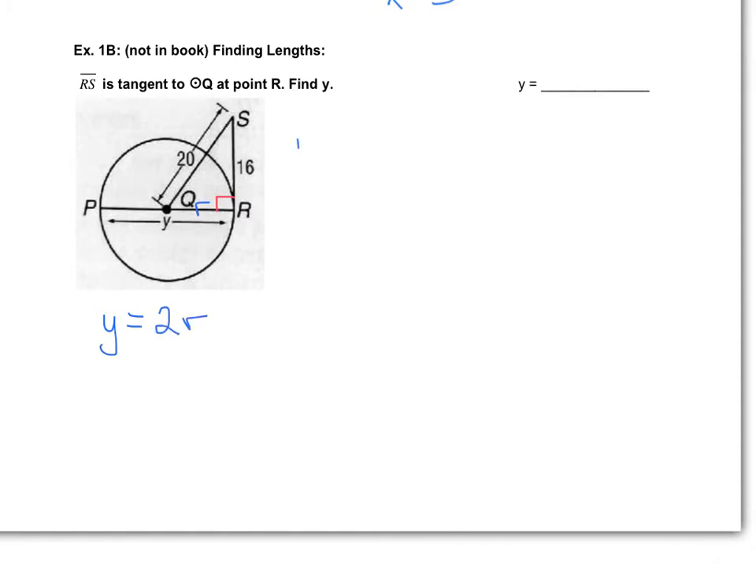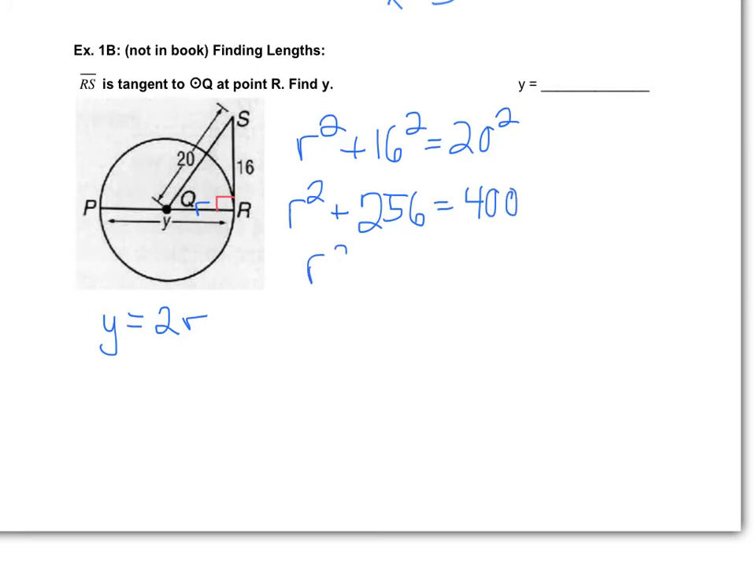With the Pythagorean theorem at play here, r squared plus 16 squared is going to equal 20 squared. So r squared plus 256 is going to equal 400. A quick subtraction gives me 144 for r squared, and then r is 12. So remember, we need to take that 12 and plug it into the equation for y. Once we know r is 12, y has to be 2 times 12, or 24.